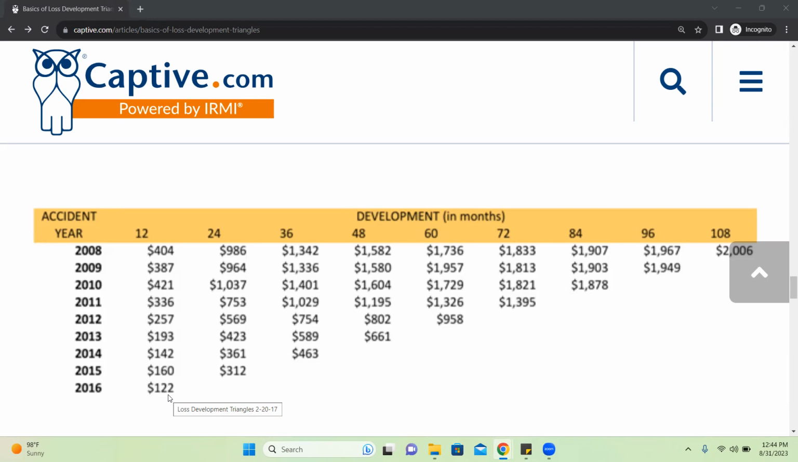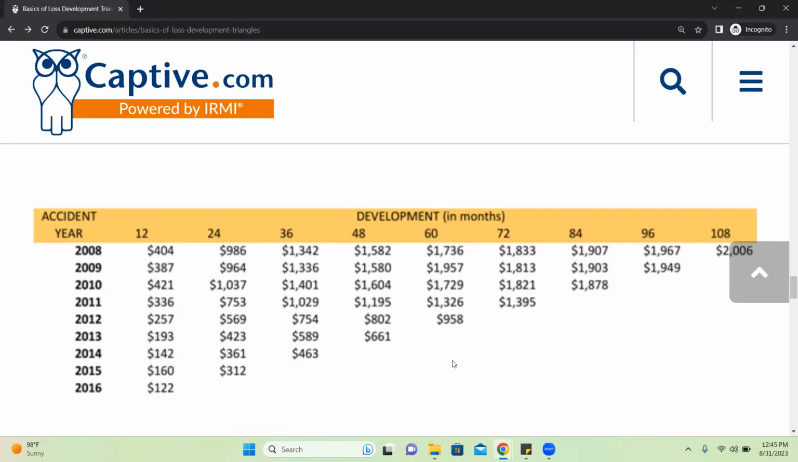Because it's saying that, back then in '08, for month 12, we paid out $404,000 in claims, but now in 2016, we're only paying $122,000 claims to claimants. So it's showing a good type of development. Whereas if we look at it horizontally, it is an adverse development because over time for each accident year, the accumulated paid claims are going up.